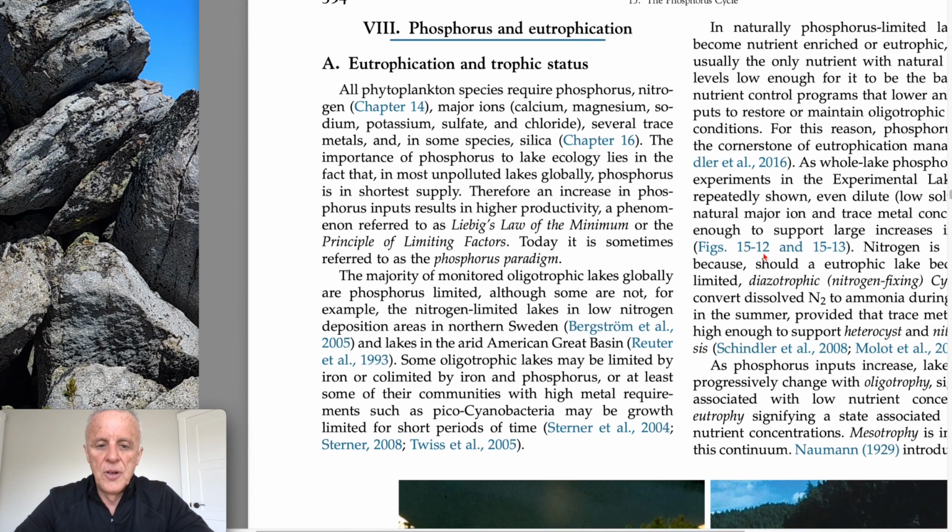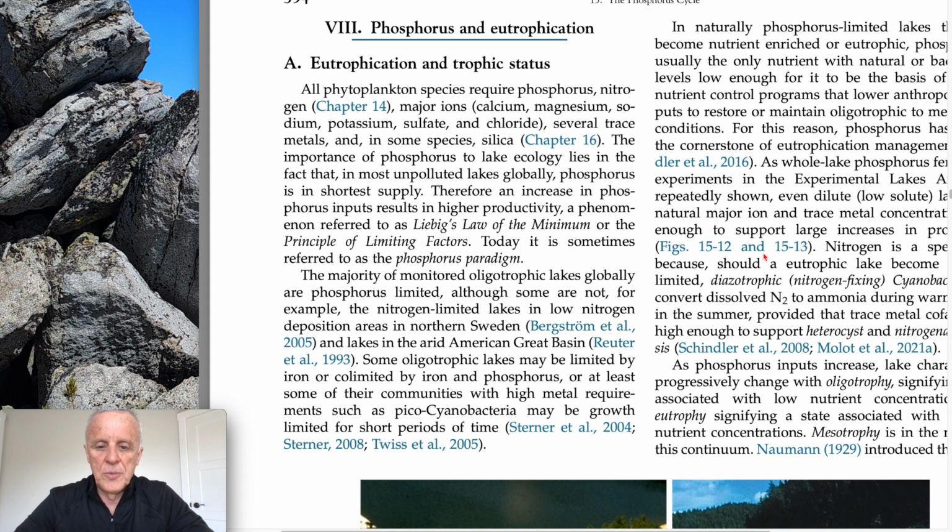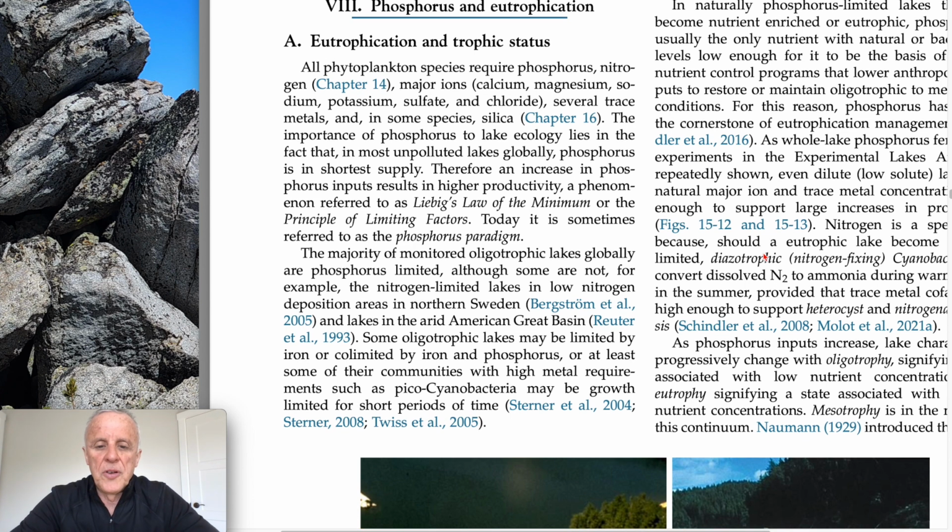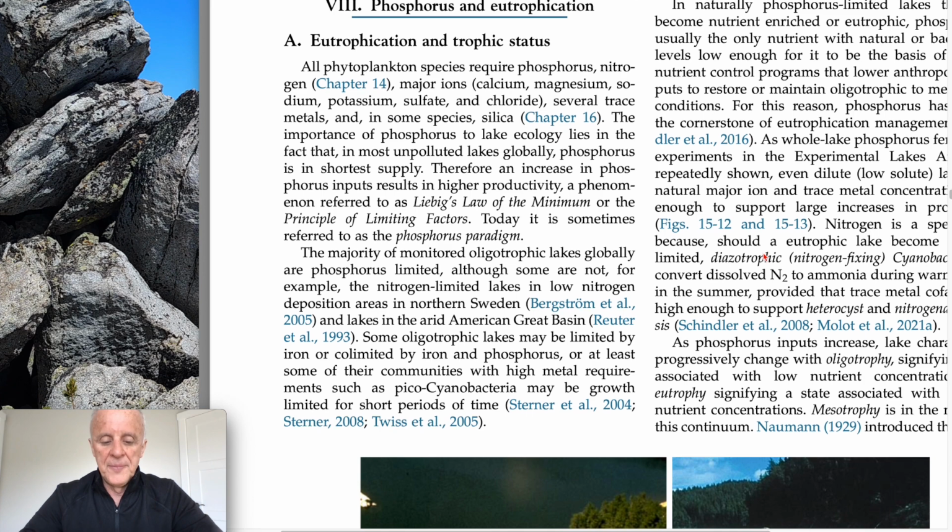Phosphorus and eutrophication. Eutrophication and trophic status. All phytoplankton species require phosphorus, nitrogen, major ions, several trace metals, and in some species, silica. The importance of phosphorus to lake ecology lies in the fact that in most unpolluted lakes globally, phosphorus is in shortest supply. Therefore, an increase in phosphorus inputs results in higher productivity, a phenomenon referred to as Liebig's law of the minimum, or the principle of limiting factor. Today, it is sometimes referred to as the phosphorus paradigm.